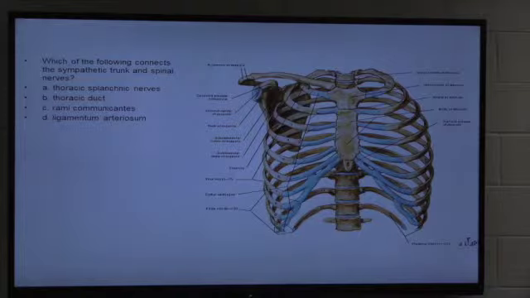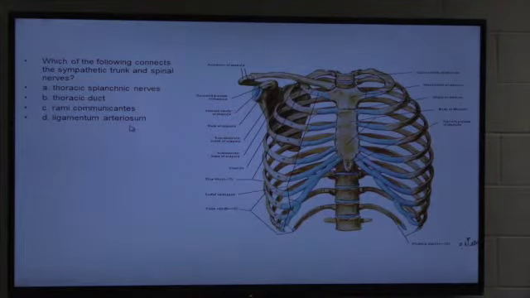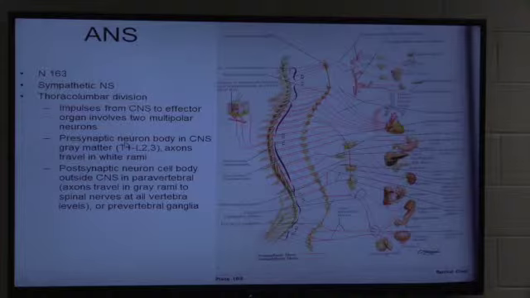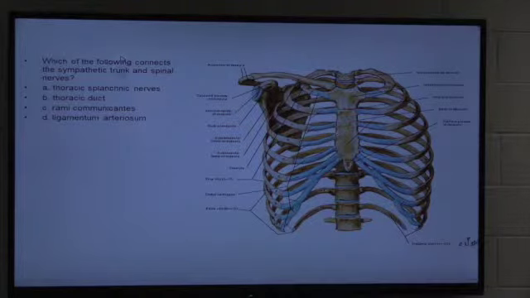Which of the following connects the sympathetic trunk and spinal nerves? Okay, so we already kind of talked about this. Rami communicantes, the spinal nerve, or the ligamentum arteriosum. So we have the autonomic nervous system, which consists of sympathetics and parasympathetics. I asked about the sympathetics.